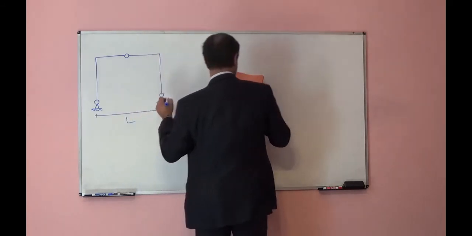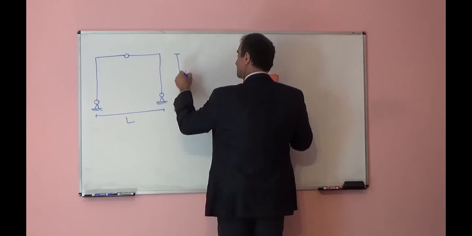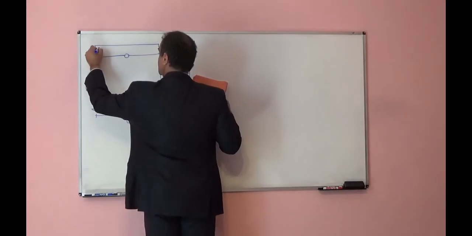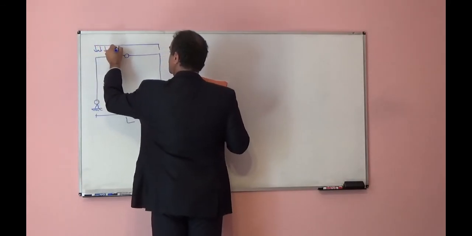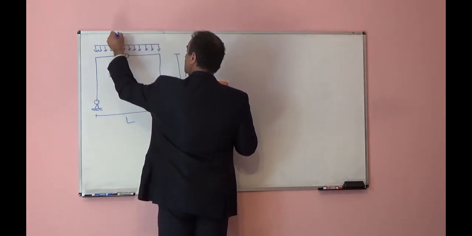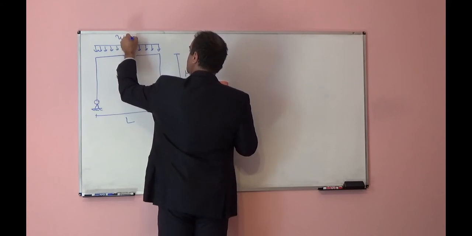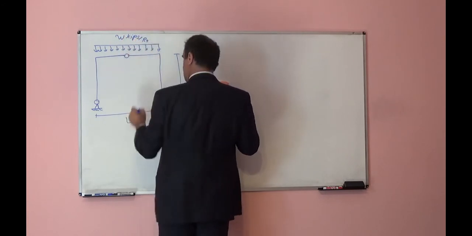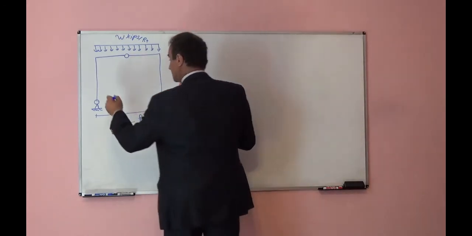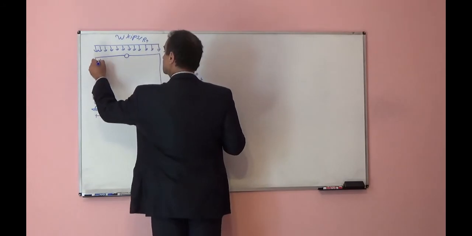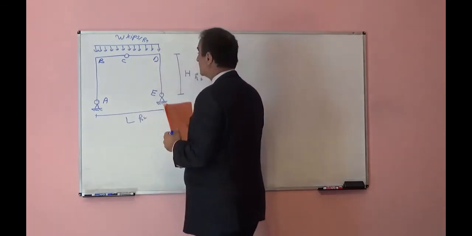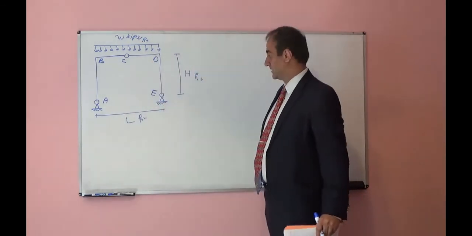This is L. This is H. This frame is subjected to uniform distributed load. The intensity of the load is W, for example, kips per feet, L feet, H feet. And this frame is A, B, C, D, E. We want to draw moment diagram and shear diagram for this beam.